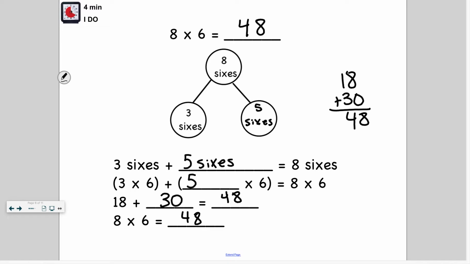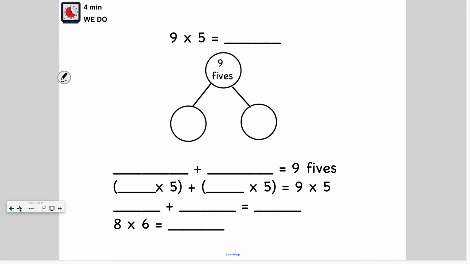And a new term that we haven't used that I want to introduce you to is called partial product. So when we're using distributive property, we're actually looking for the partial product because they're parts of the entire product. These two are our partial products. So 18 and 30 would also be our partial products. And when we add them, we get our whole or the entire product.